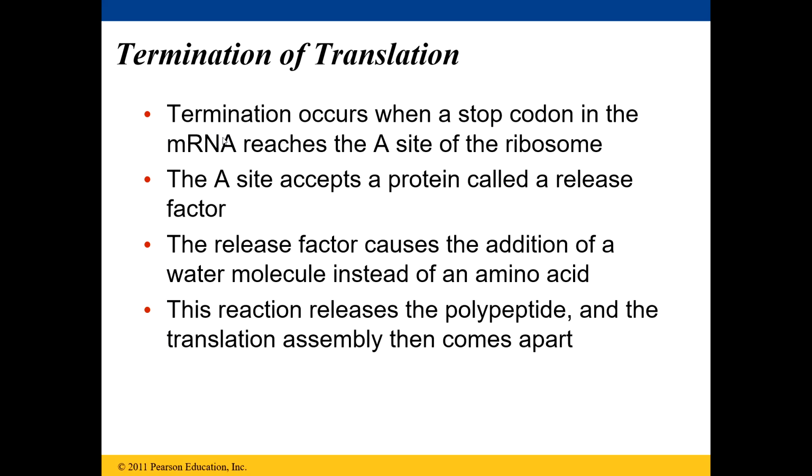So in this case, what is the termination point of translation? Termination occurs when a stop codon in messenger RNA is reached. So remember, we had one start codon, AUG, and we have 3 stop codons. These codons do not code for an amino acid, right?